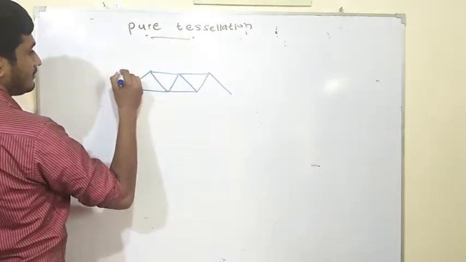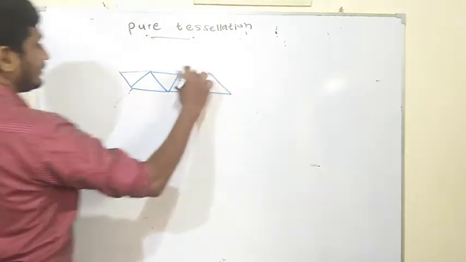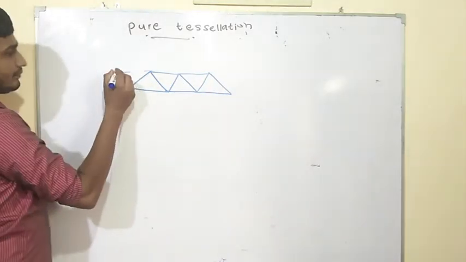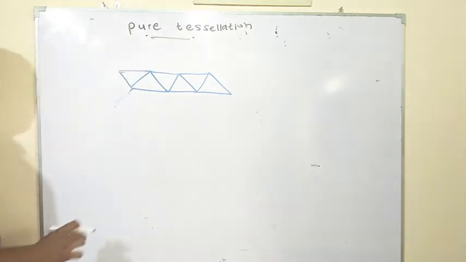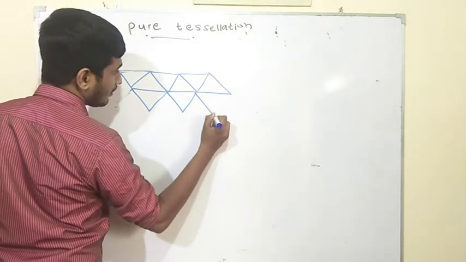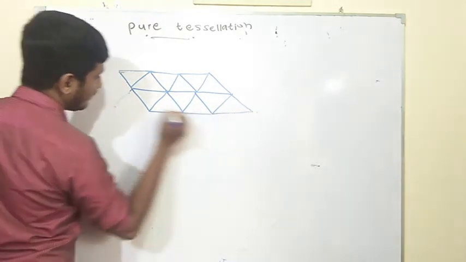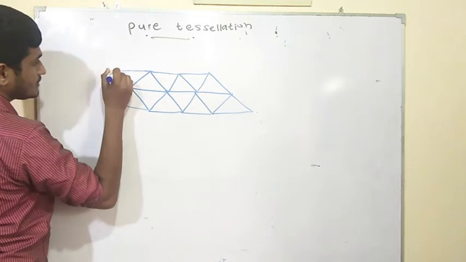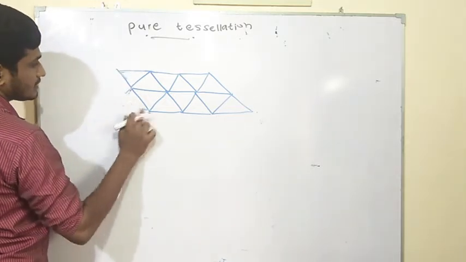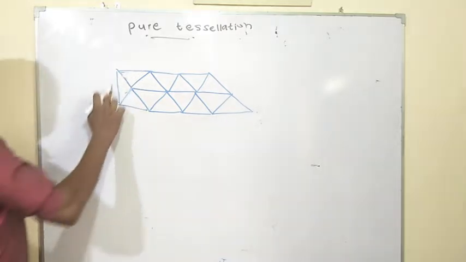You can see this tessellation that I am going to draw. I am going to draw a figure. You can see that in this design only one shape is being used. What is the only shape that we used? The only shape used is the triangle.